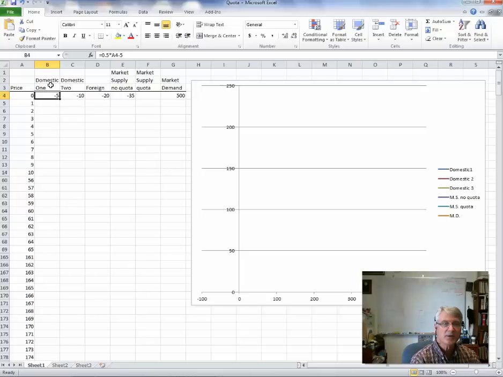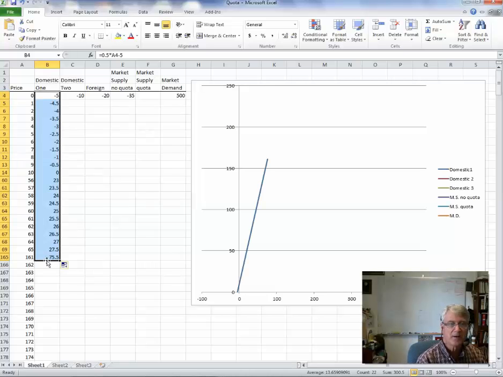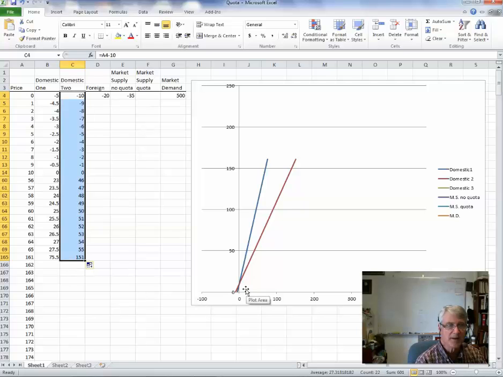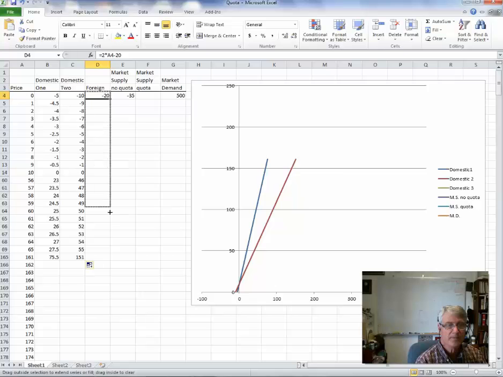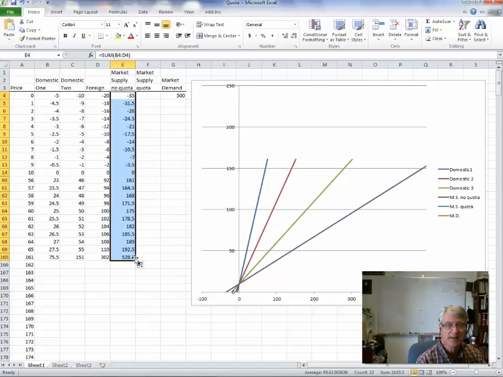So here's the original domestic producer, and if you can see what I've done is just 0.5 times whatever the price is minus 5. That was their equation. If you copy this down, let's just go down to here. There's our supply curve for the first firm, and then the second firm has the same intercept, right, but it's a little flatter, and the foreign firm had the same intercept again, but even flatter still. And then the market supply curve before the quota, or when there's no quota, would look like that, right?